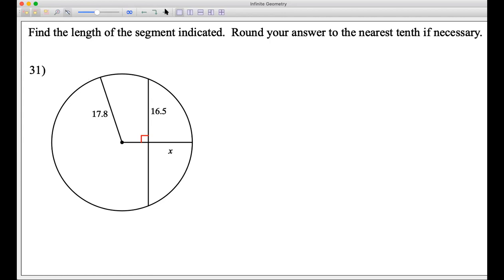Grab your calculator. By the way, if you know what you're doing and you're comfortable with the Pythagorean theorem, it's this squared minus this squared, and then take the square root.